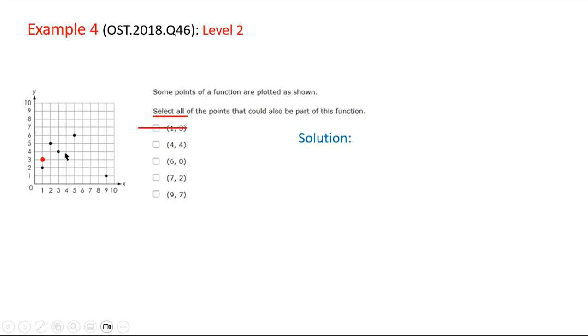4, 4 is right here. That works. There's nothing underneath it. There's nothing above it. So that's a good option. 6, 0 is right here. Again, there's nothing above it. So only one output for the number 6. 7, 2. That's also good. I can add it. 9, 7. 9, 7 is actually here. And I can't add this. Otherwise, this won't be a function because the number 9 would have 2 different outputs, the 1 and the 7. So this one does not work. We cancel it.